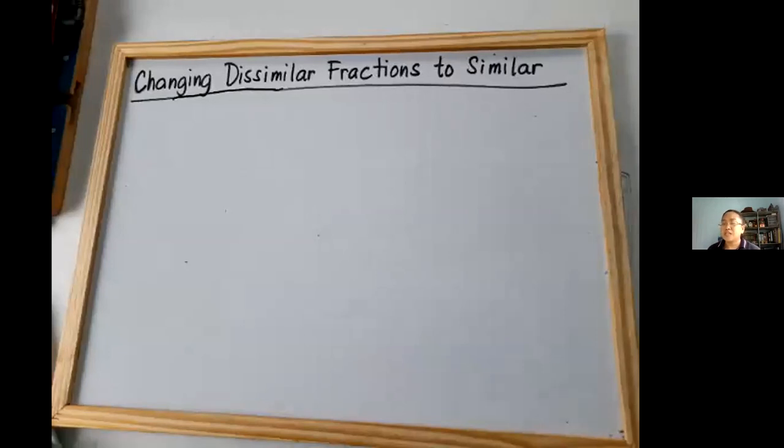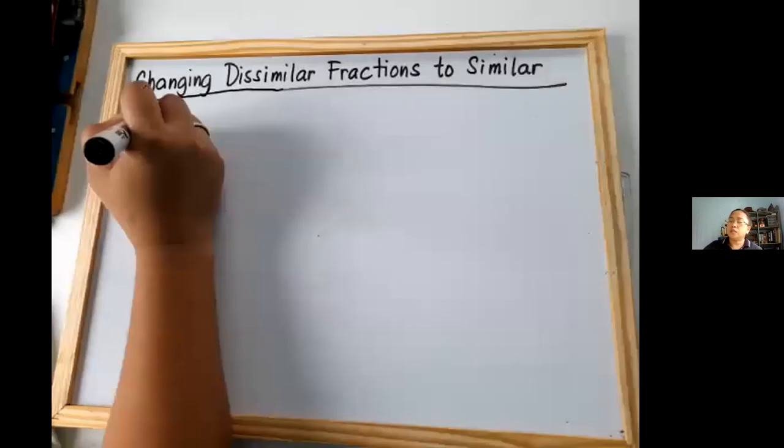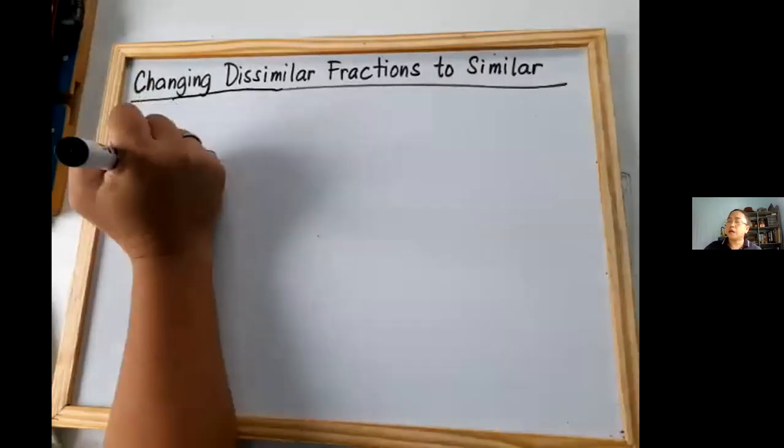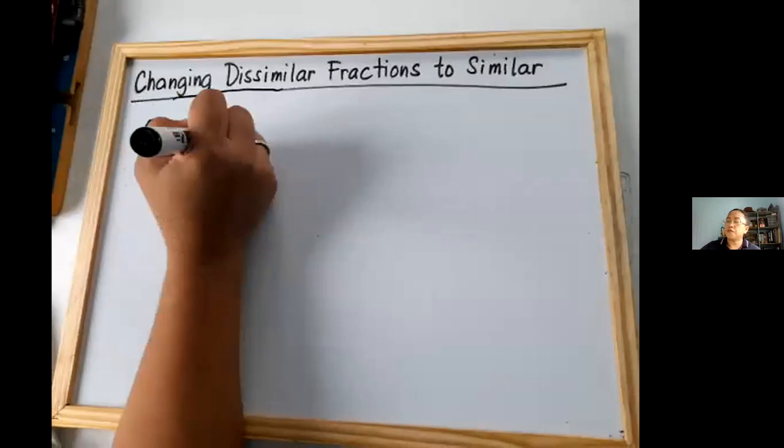Ngayon, we'll discuss about changing dissimilar fractions to similar fractions. So, paano ba masasabi na yung dalawa o higit pang fractions ay dissimilar? So, suppose I have 2/3 and 4/5.